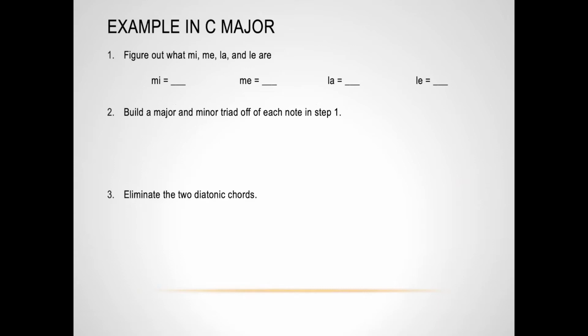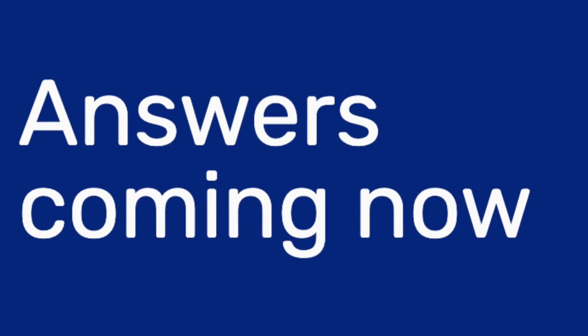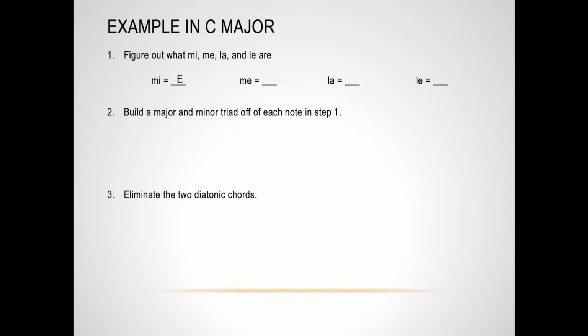So pause the video and see if you can figure out what mi, me, la, and lay are, the note names in the key of C. Go. Mi is E natural, me is E flat, la is A natural, and lay is A flat. Did you get that right?